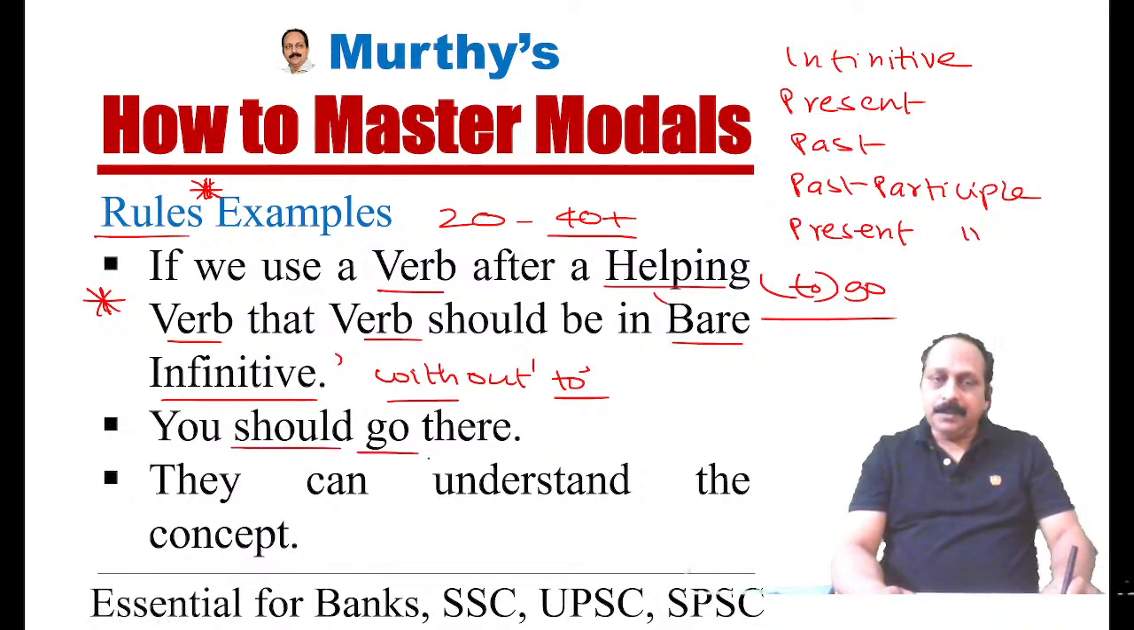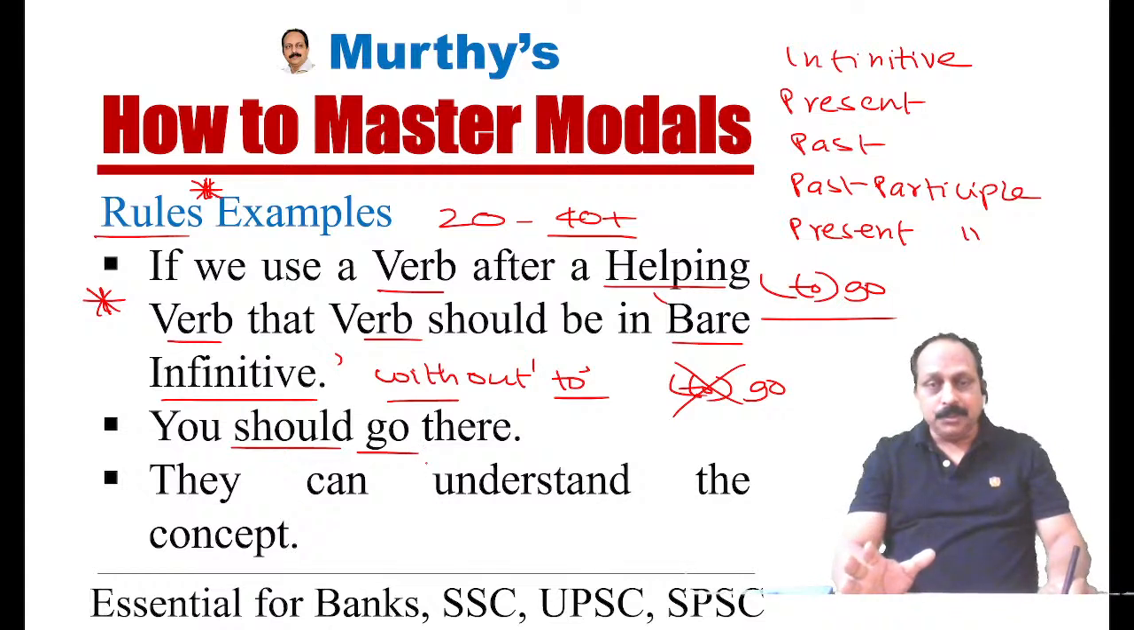Should. After that, we have a verb. And what is the basic form of that? To go. Without to, what do you get? Go. You should go there. And here, don't think it is a present form. It is a basic form without to. And for that, there's a technical term. What is it? Bare infinitive.